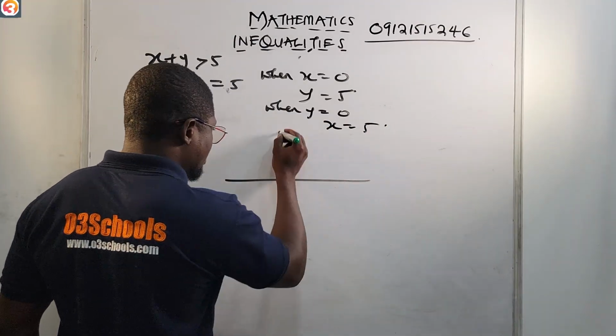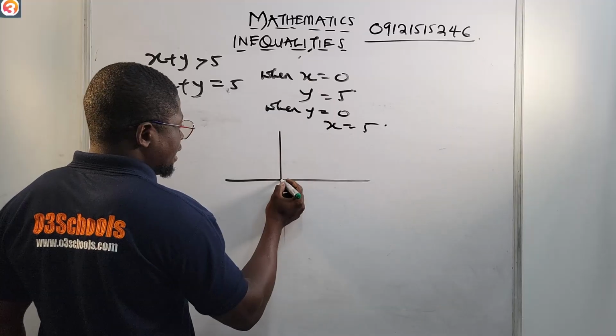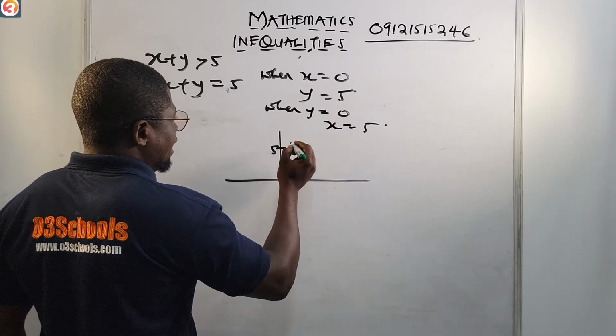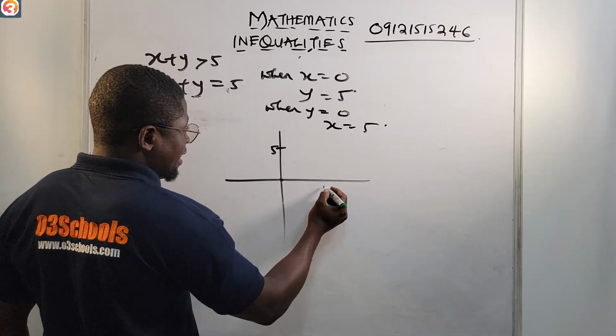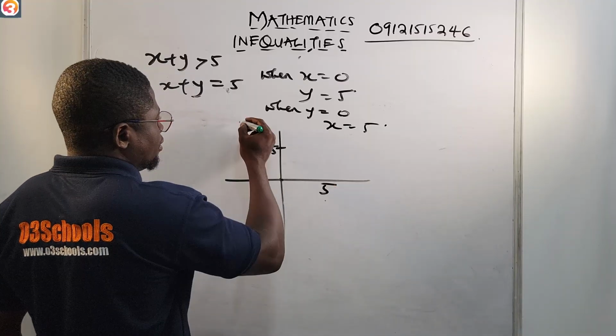So we can draw our graph. When x is 0 here, y is 5 here. When y is 0 here, x is 5 here. Positive 5. Okay, so now is it what?